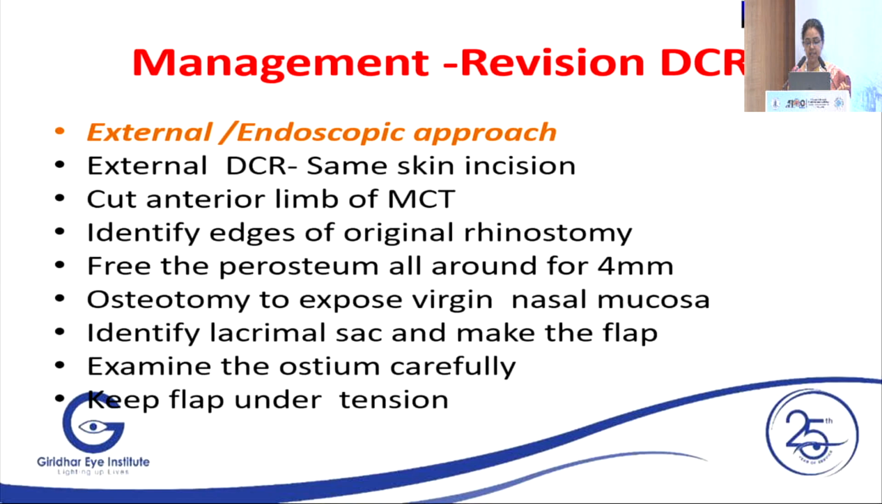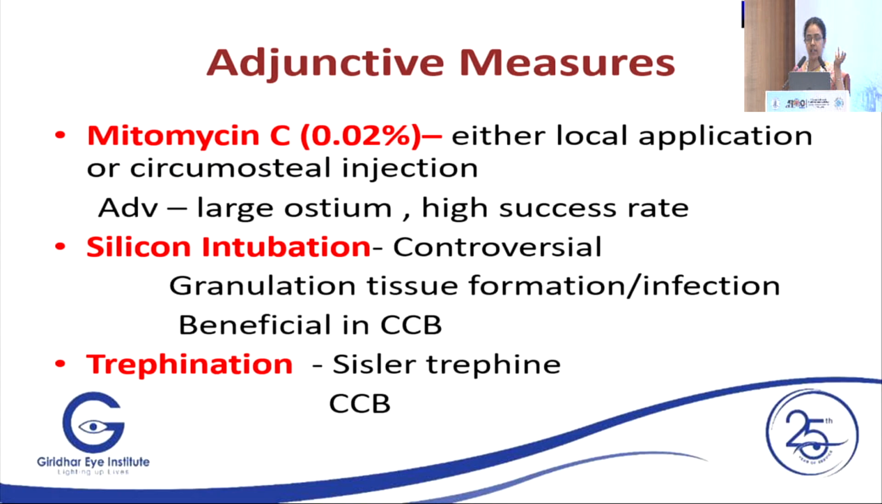Here the whole area will be fibrosed, so you put a Bowman's probe in the upper canaliculus and lower canaliculus, and the incision should be very careful. You should not injure the canaliculus. Then after making the flap, keep the flap under tension and suture. Otherwise, again, it can cause closure.